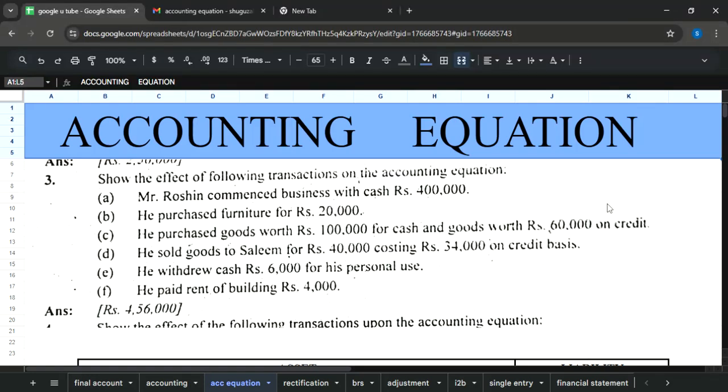Hopefully everyone is doing well. Today's target is to solve question number 3. The chapter which we are related with is accounting equation.